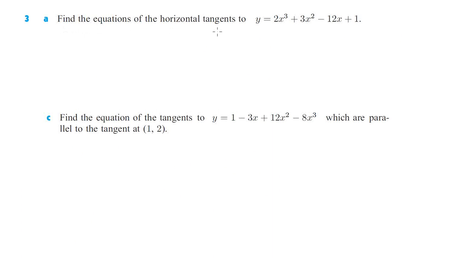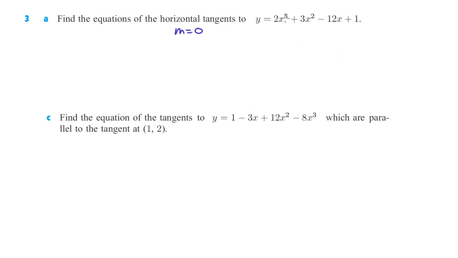Okay, moving on to number 3. Find the equations of the horizontal tangents to y equals 2x cubed plus 3x squared minus 12x plus 1. Since it says the equations of the horizontal tangents, we know that the slope of the tangent, since it's horizontal, has to equal 0. So we need to take the derivative. That gives us the equation to find the slope at any coordinate. We already know that the slope is 0, so this is going to help us find the coordinate.